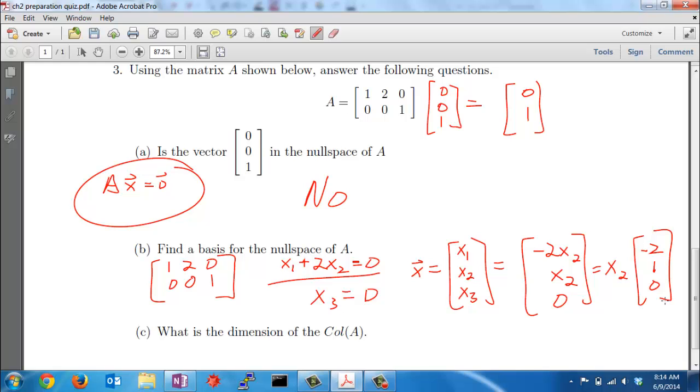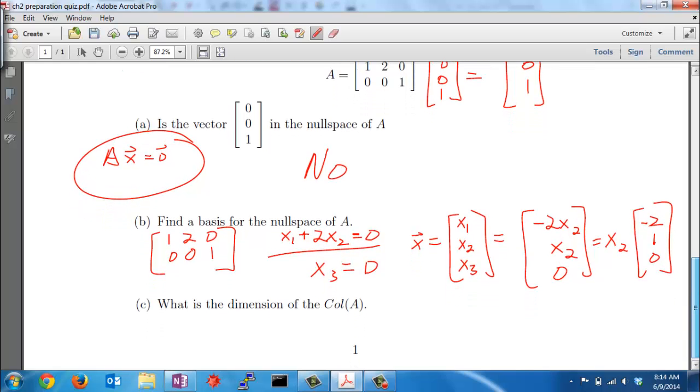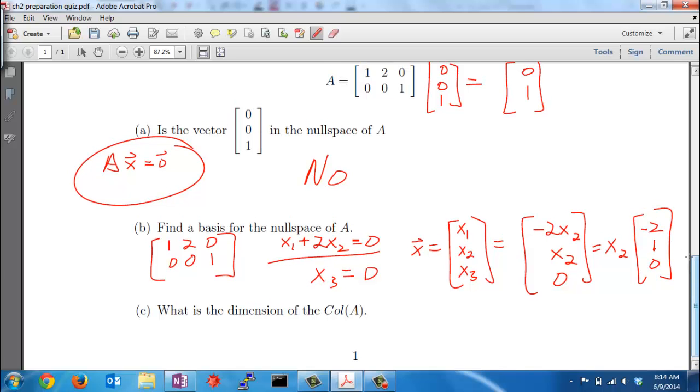Okay. All right. And the last one is, what is the dimension of the column space? Well, it's really easy and tempting to say 3, because the column space is the span of the columns. And I have 3 columns. So don't those 3 vectors form a basis for my column space? They don't. Why not?